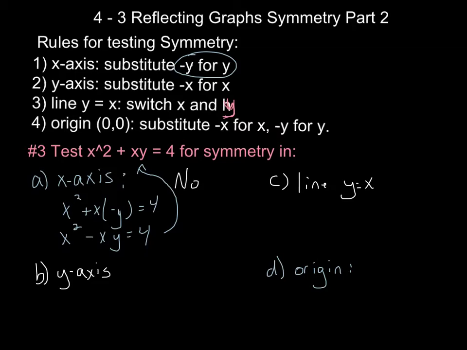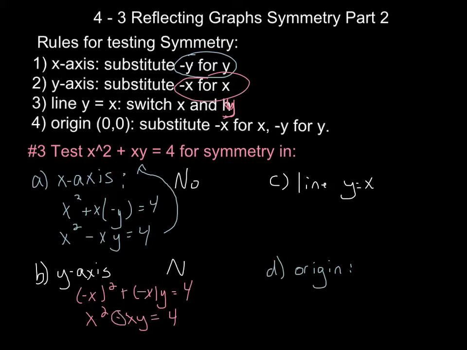And then you just repeat this process. Test it for symmetry in the y-axis. So now you're going to switch negative x for x. So instead of x squared, you're going to put negative x squared plus negative x times positive y equals 4. And clean that up a bit. Well, negative x squared is just x squared, but negative x times y is negative xy. Is that the same as your original graph? This one has a minus. The original had a plus. So again, we would say no. This graph is not symmetric in the y-axis.